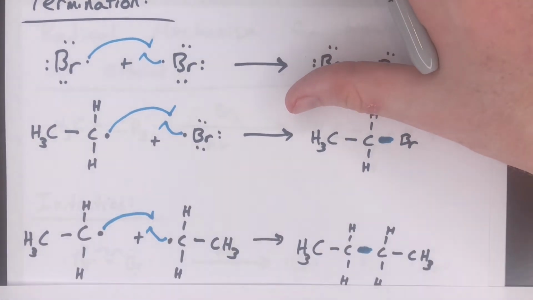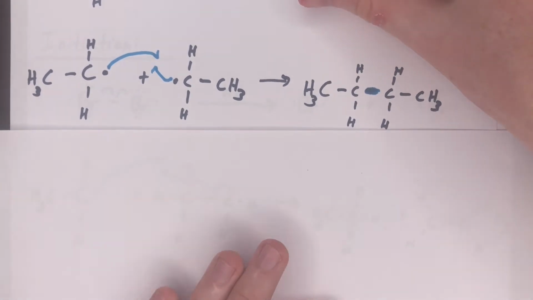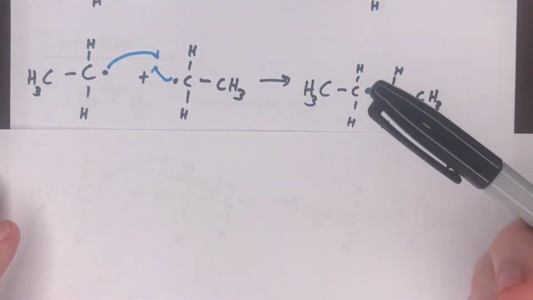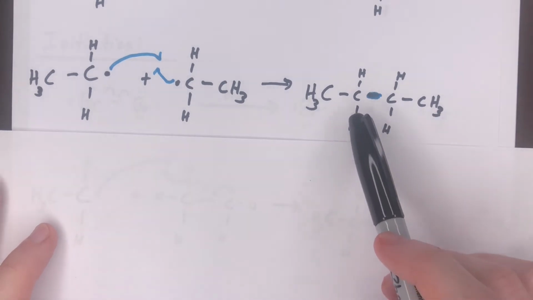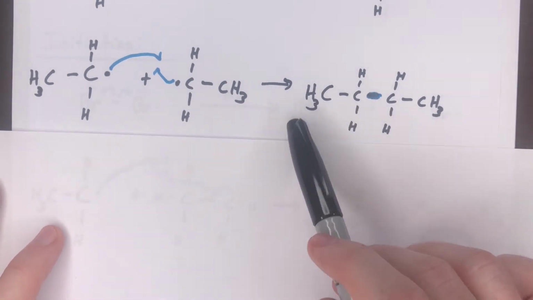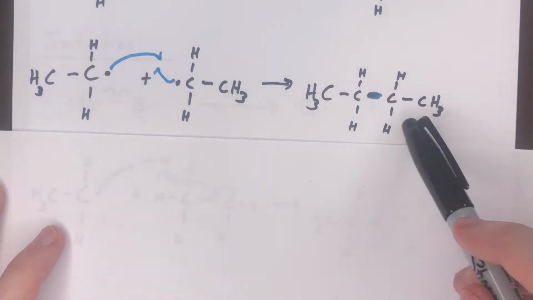Or you could take two carbon radicals and react them together and make butane, where you've now created this new carbon-carbon bond between two ethane equivalents. So you make butane.